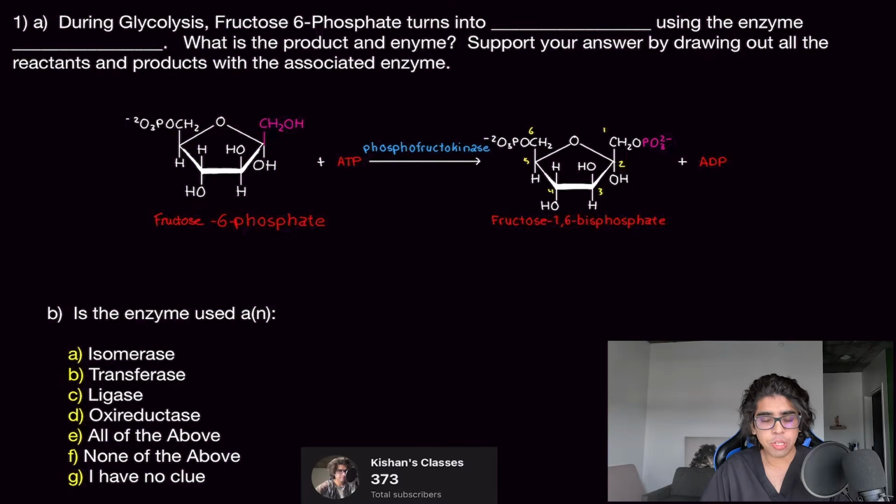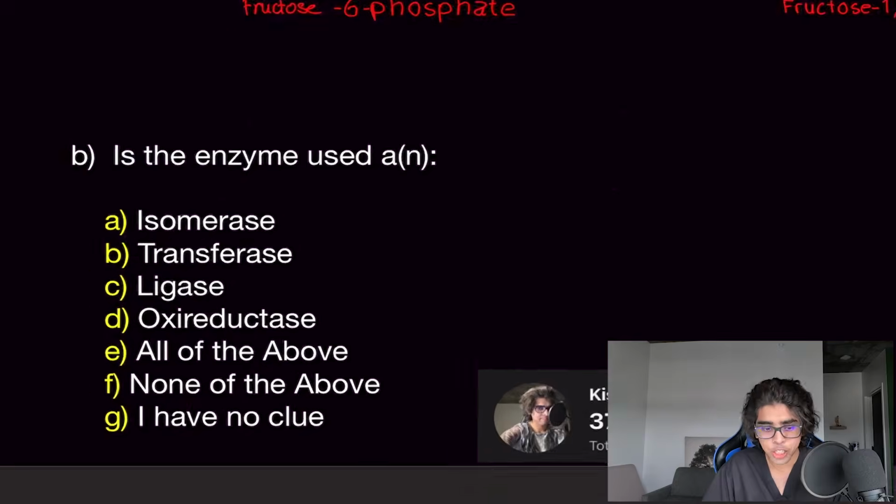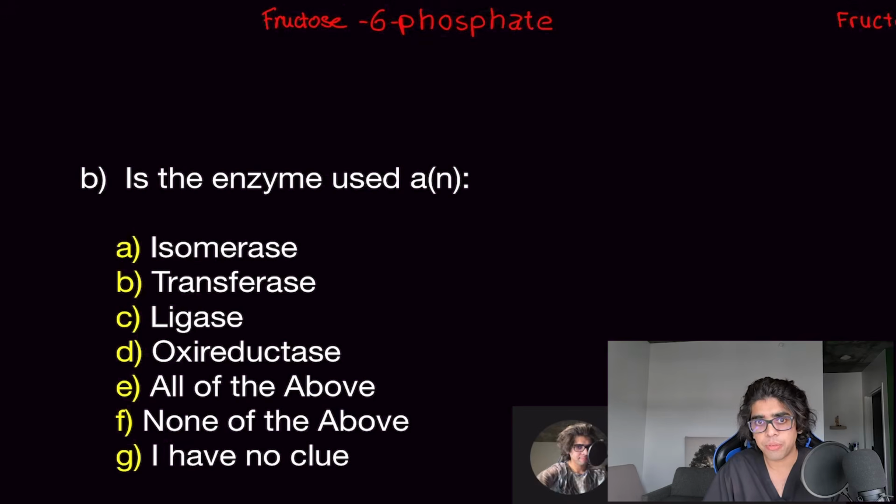B. The enzyme used above is classified as a what? Is it an isomerase, a transferase, a ligase, an oxyreductase, all of the above, none of the above, or I have no idea? Well, hopefully it's not G, because it is one of these answers.